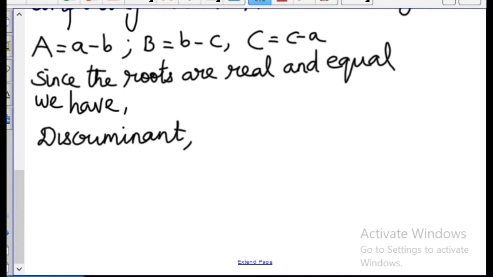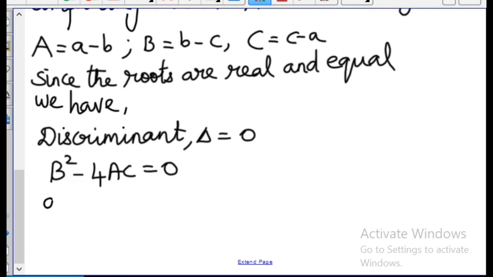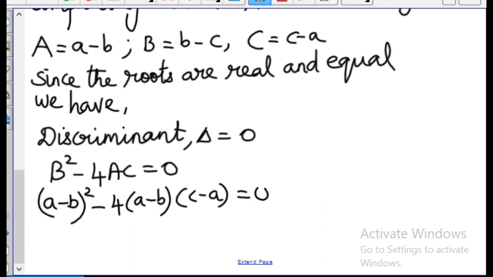delta equal to 0. The expression for delta is, we are using capital letter, so b square minus 4ac equal to 0. We know the expressions for a, b, c. Substitute here and simplify. So a minus b whole square minus 4 into a, it is a minus b, c, it is c minus c equal to 0.